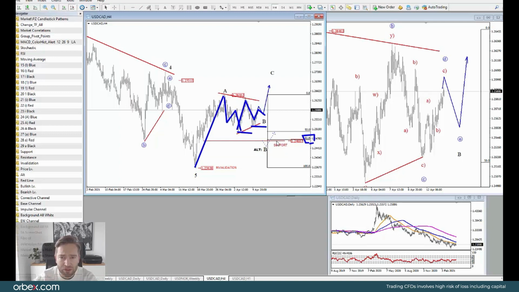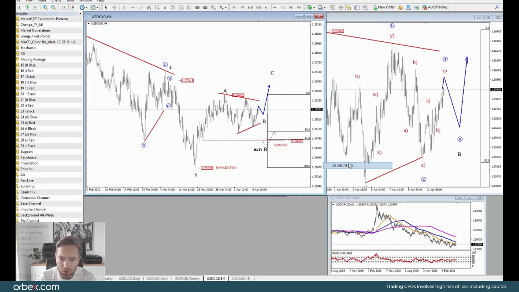But if the price action is moving sideways, then it's just longer in time rather than deep in price. So in either case, I think that there can be very good support for dollar CAD potentially for a move up into this wave C close to this 1.27 level.